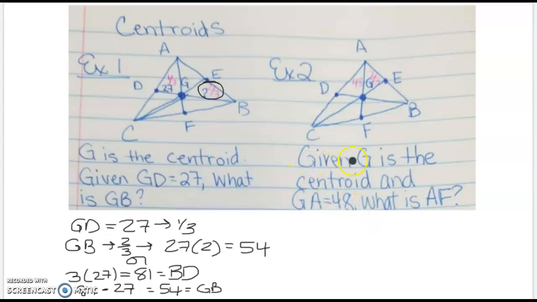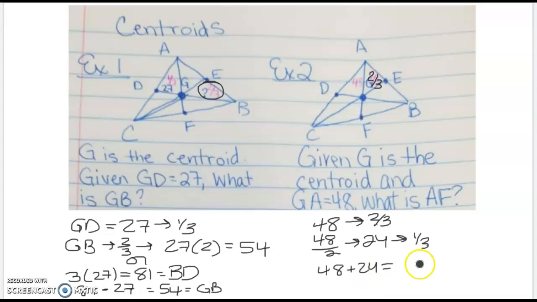In the next example, we're given G is the centroid and GA is 48. What is the whole length? Since GA is going from the vertex to the centroid, that represents 2/3 of the length. So 48 represents 2/3 of the length. So if I half that, that gives me 24. That represents 1/3 of the length. Then if I have 2/3 and 1/3, I can add those two together, 48 and 24, and that gives me 72. And that would equal AF.